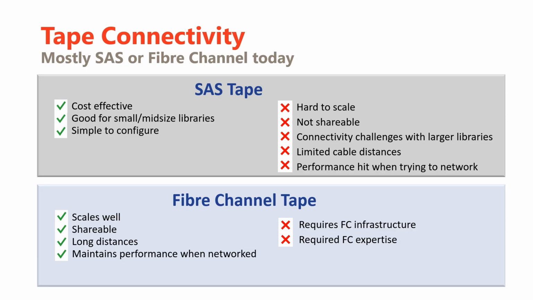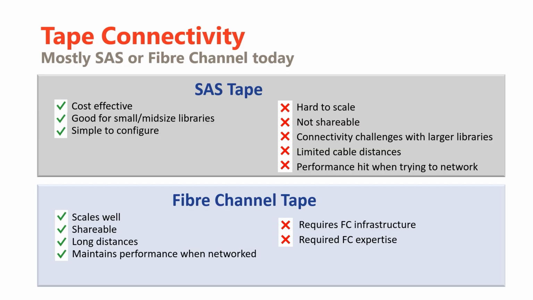SAS tape connectivity is best for installations where the backup server is in close proximity to the tape system, typically small to mid-sized libraries. SAS tape has the lowest entry costs and is the easiest to configure of these two connectivity options, but SAS connectivity also has some disadvantages. The most obvious being that you have a limited cable distance between your backup server and the tape storage.